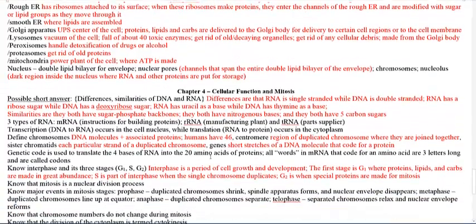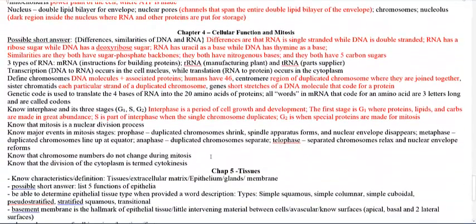Now we get into chapter 4, and here we talk a little bit more about DNA. Possible short answer: be able to name the three major differences. DNA is double-stranded, RNA is single-stranded. DNA has a 5-carbon deoxyribose sugar, but RNA has ribose. RNA has uracil as a base, DNA has thymine as the base. So they both have guanine, cytosine, and adenine, but instead of thymine, RNA employs uracil.